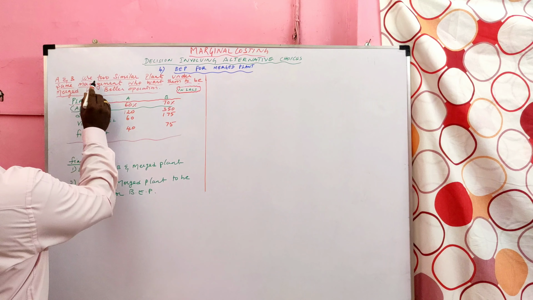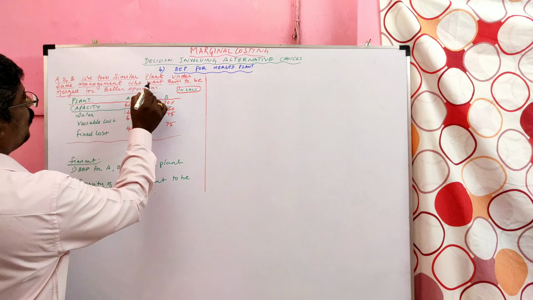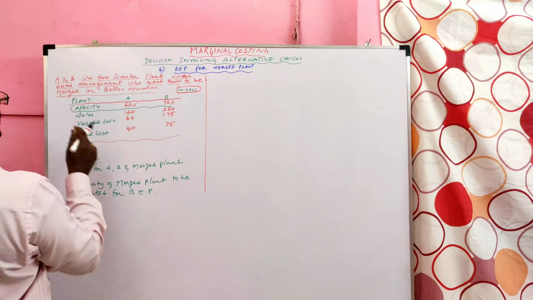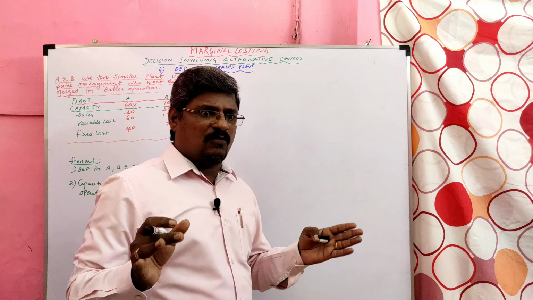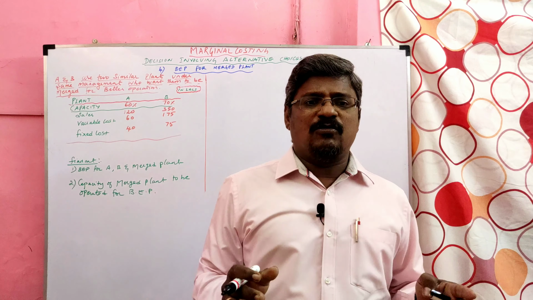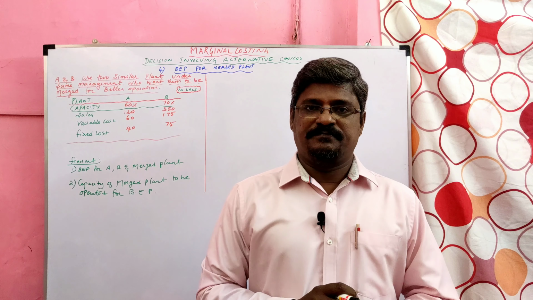A and B are two similar plants under the same management who want them to be merged. They want to combine for better operation. So there are two plants working under the same management. Now the management decided to merge them for better results, for better operation.